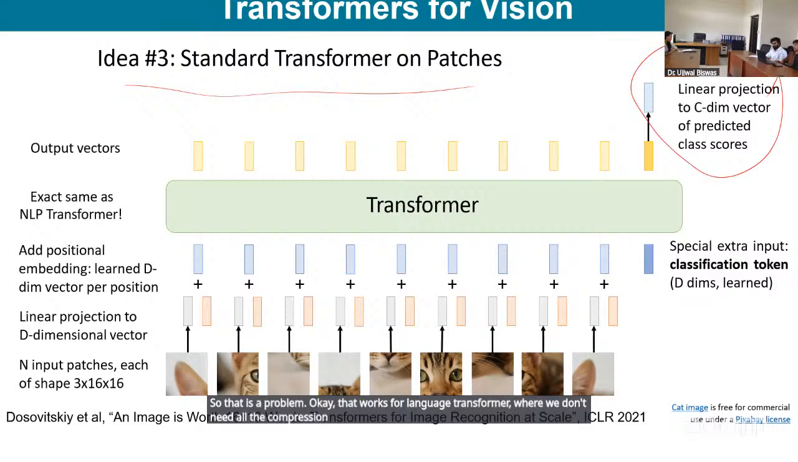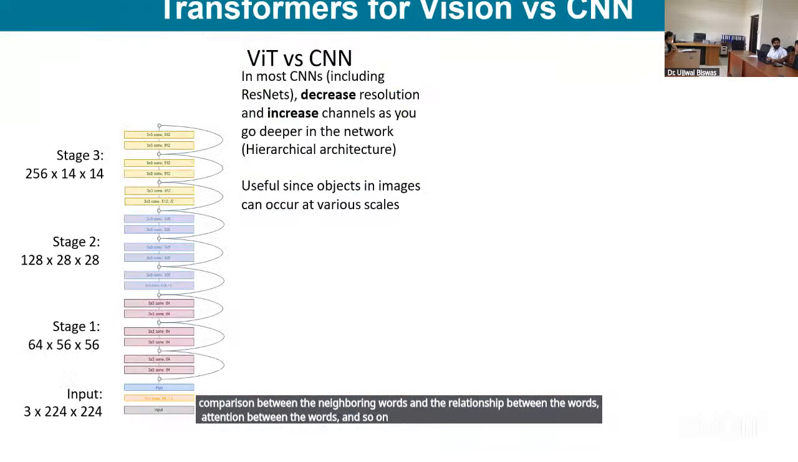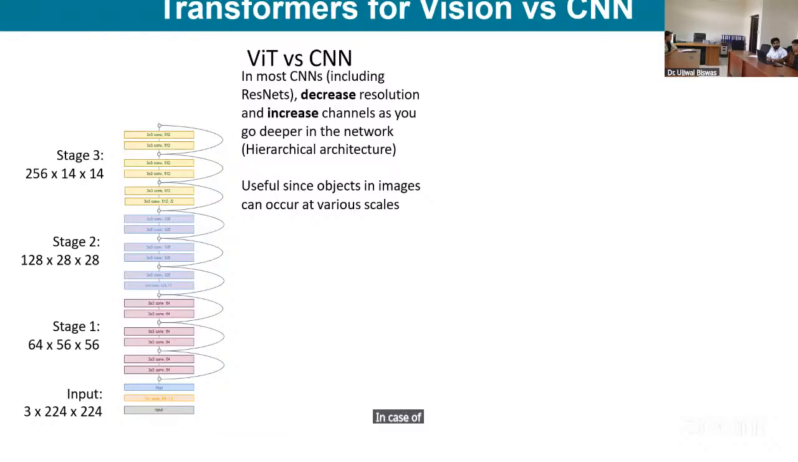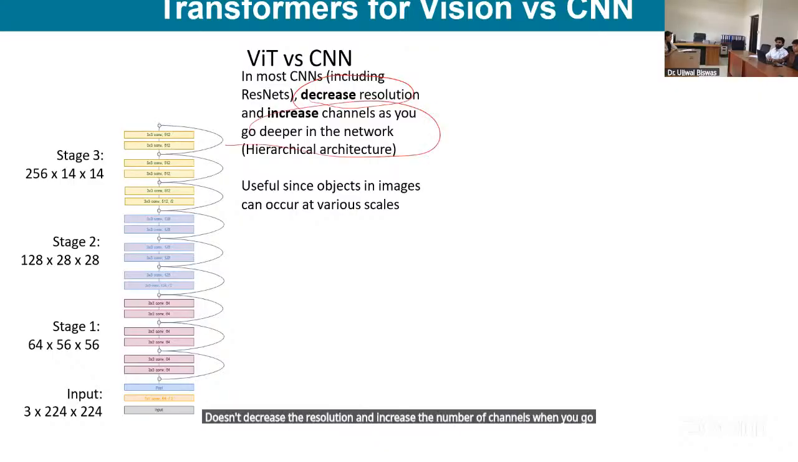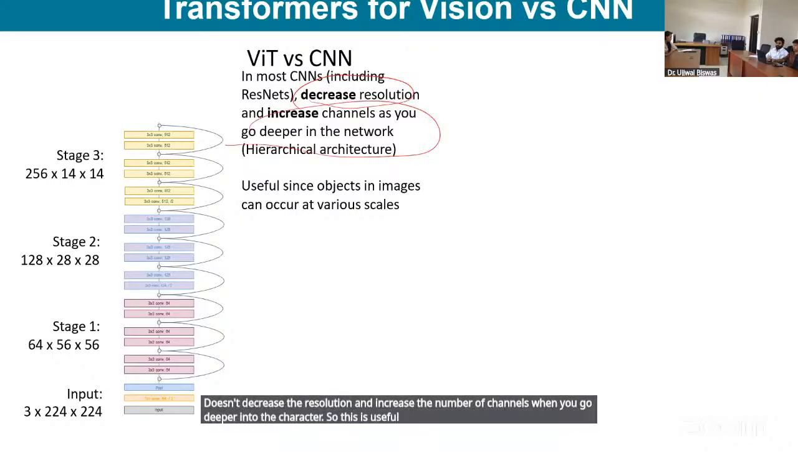It needs to know the meaning of the words, the comparison between neighboring words, the relationship between the words, attention between the words, and so on. But our vision transformer doesn't have these features. It doesn't decrease the resolution and increase the number of channels when you go deeper into the architecture. This is useful, as already mentioned here, for images at various scales.